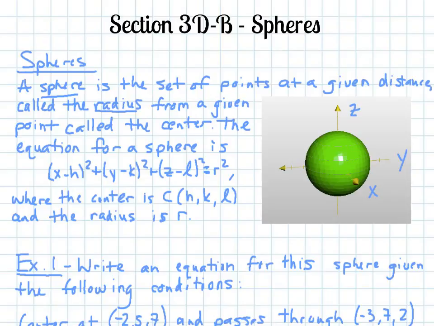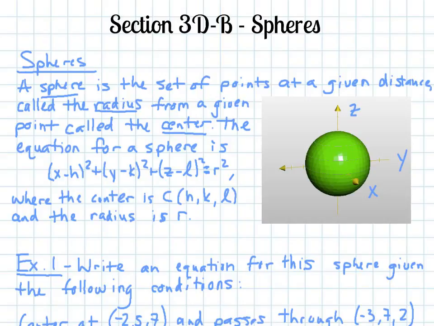So spheres. A sphere is a set of points at a given distance, called the radius, from a given point called the center. The equation for the sphere is (x − h)² + (y − k)² + (z − l)² = r². If you were talking about the traces like we did for the ellipsoid in the last lesson, here all your traces would be circles, and that's how you get the sphere's shape. Your center is the (h, k, l) and your radius is the r.